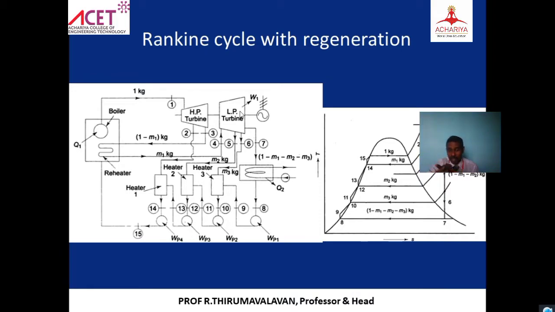So how much steam is coming out from the turbine after expansion, low pressure, high pressure? I am taking M1, M2 and M3. So the remaining steam is 1 minus M1, M2, M3. That much amount only is coming to the condenser. So the amount of steam coming to the condenser is reduced, so the condenser performs its work efficiently. So what will happen? Automatically the cycle efficiency will be raised, improved.